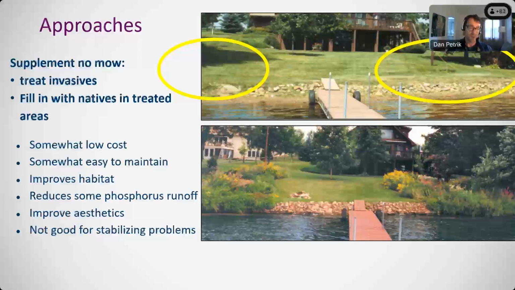Depending on what you plant, this could be easier or more difficult to maintain. It's sort of up to the owner's decision on how they approach maintenance. It's a great opportunity for pollinators, so you really can improve habitat for insects and birds. And you can certainly reduce phosphorus flow, and I think it looks nice. But again, this sort of approach isn't really good for stabilizing serious soil loss or erosion problems.